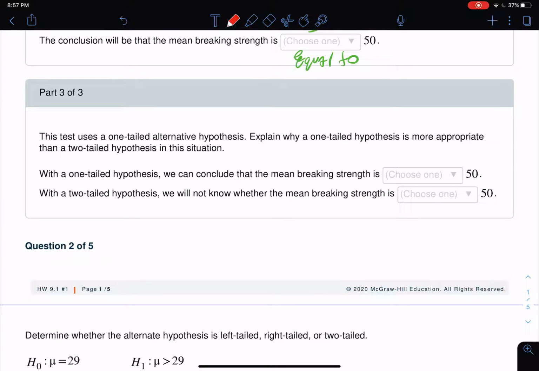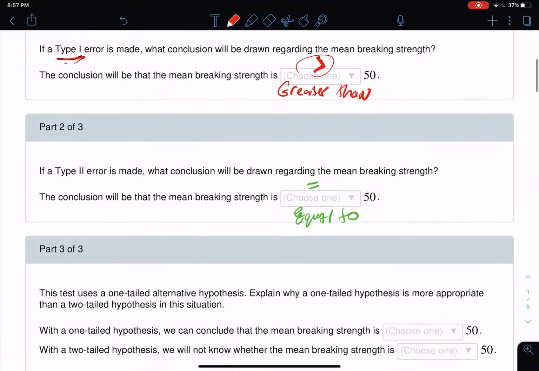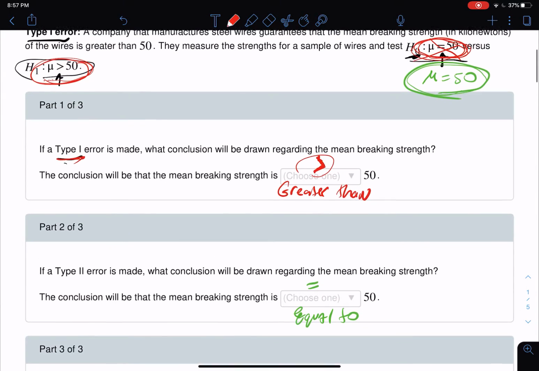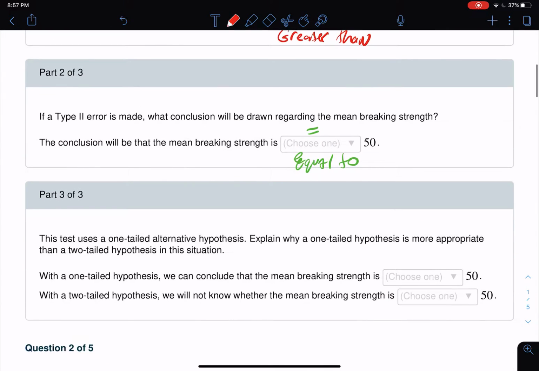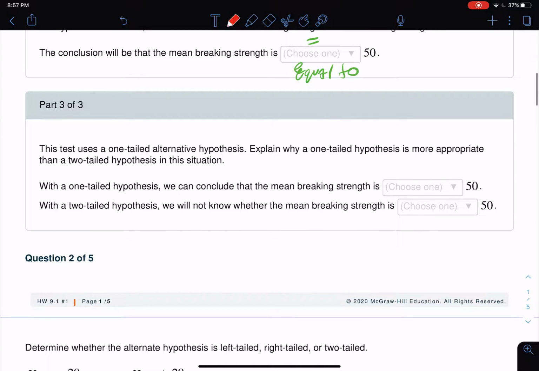So this is part 3 of 3. We're still on the first question. It says this test uses a one-tailed alternative hypothesis. Explain why a one-tailed hypothesis is more appropriate than a two-tailed situation.